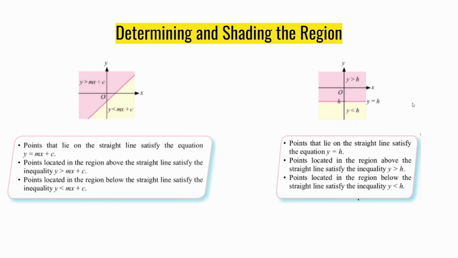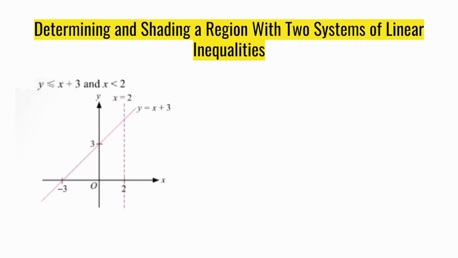So these are just general pointers and guidelines. Over here to the right, points that lie on the straight line satisfy the equation y equals h. Points located in the region above the straight line over here satisfy the inequality y is more than h, and points located in the region below the straight line satisfy the inequality y less than h.